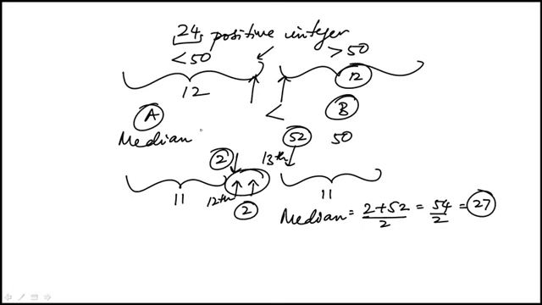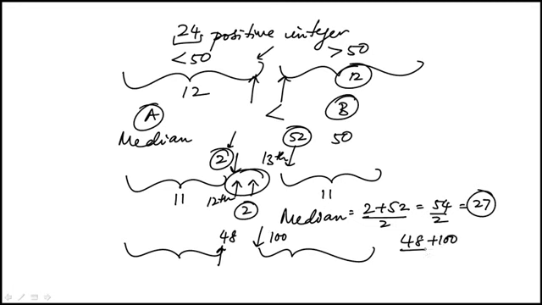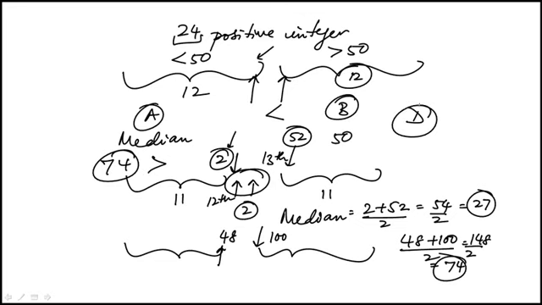Now I have to see a case where I could make the median bigger than 50. So here, instead of 2, I can select 48. And for the least value in the set where the numbers are greater than 50, I could say the least value is 100. Now the median would be the average of 48 and 100, which is 148 over 2, 74. So now I have a case where the median is bigger. So I don't have enough information, and the correct answer is D.